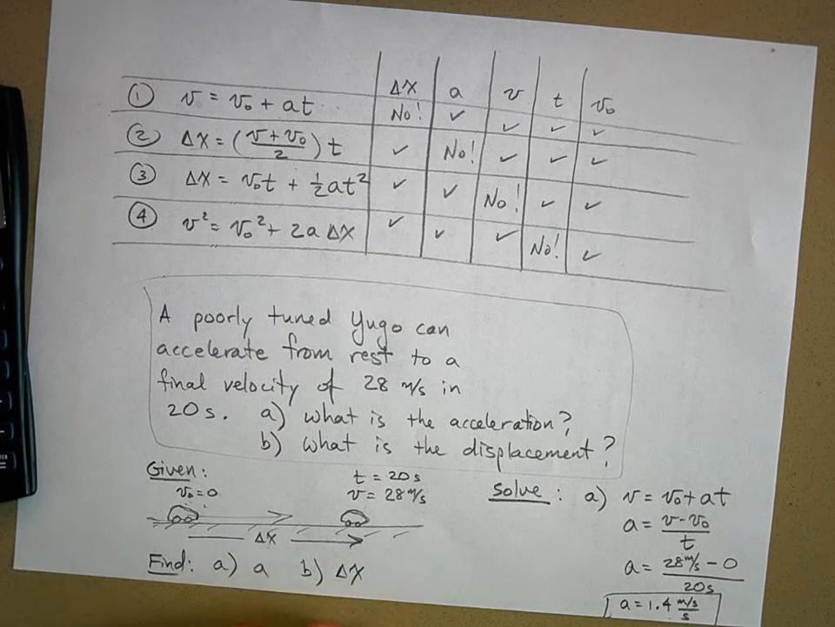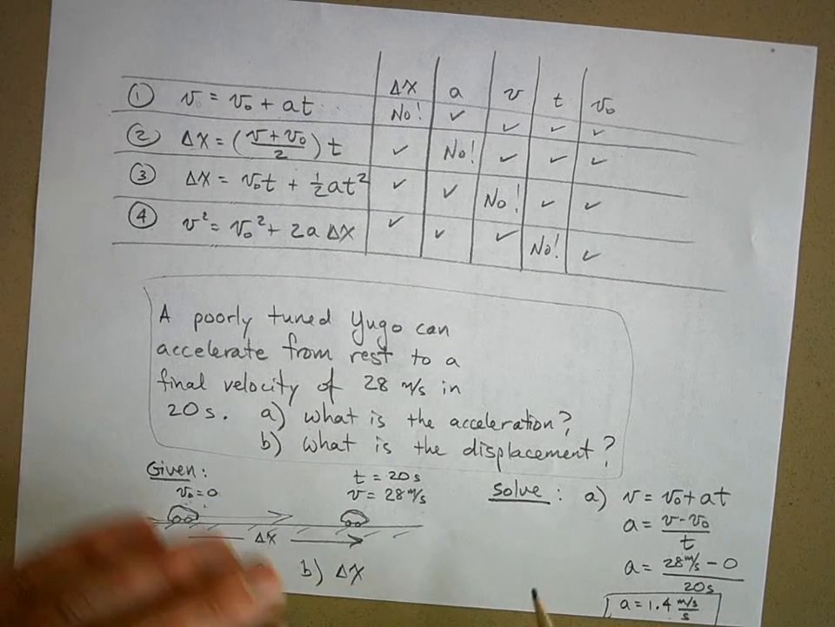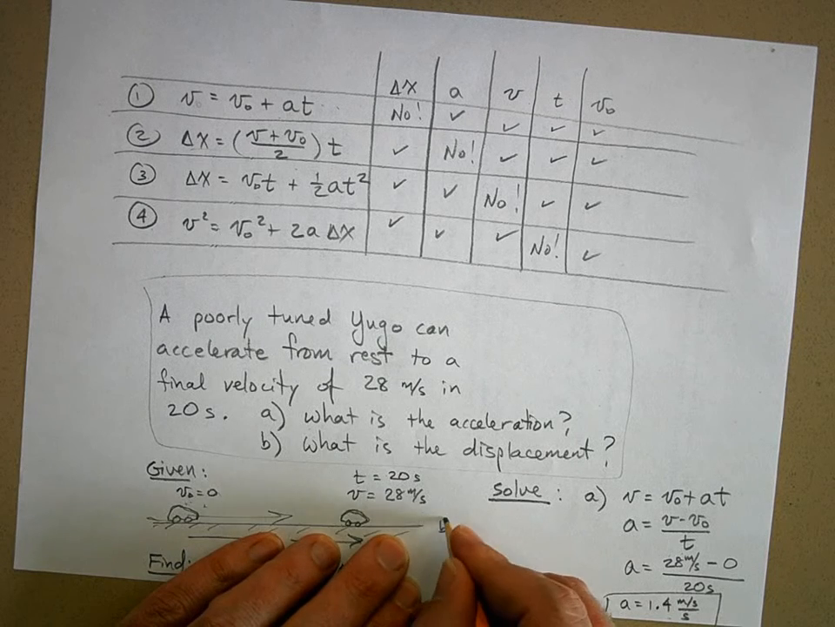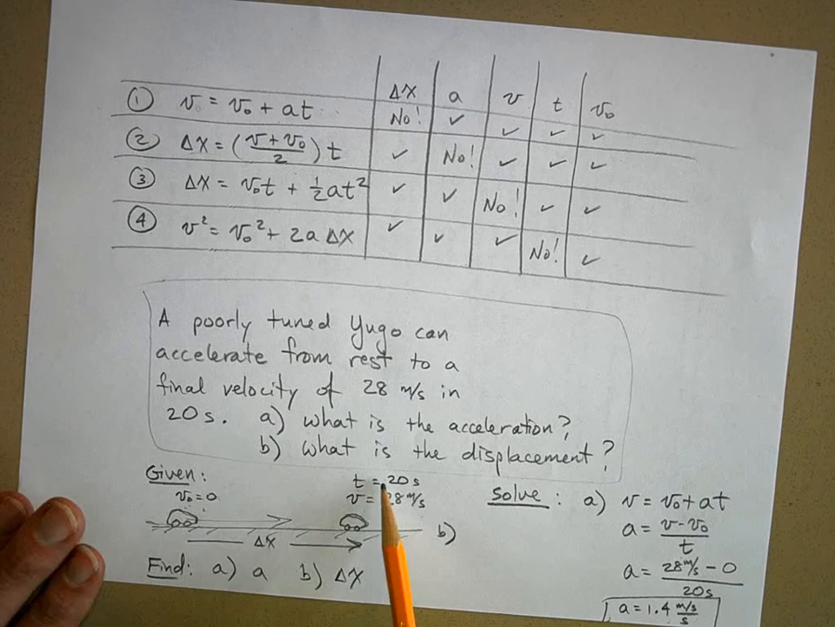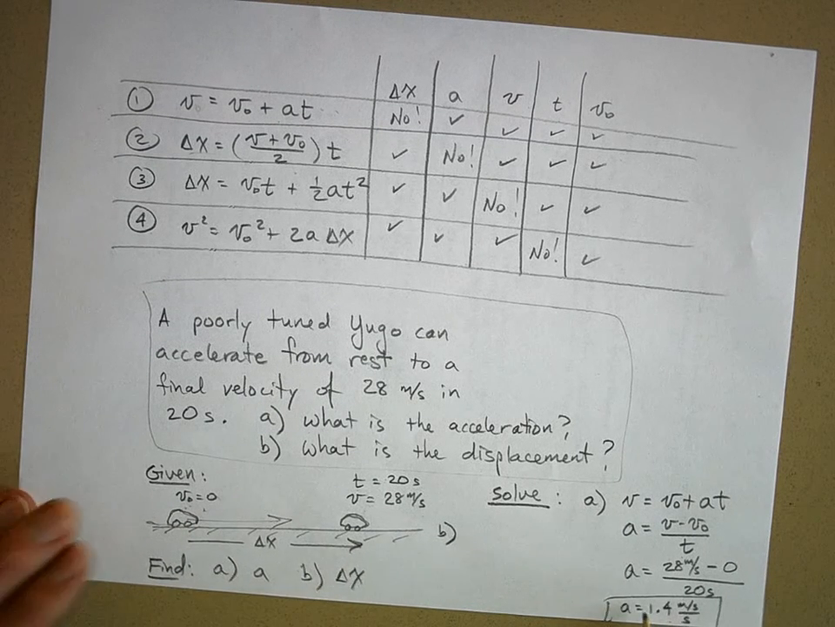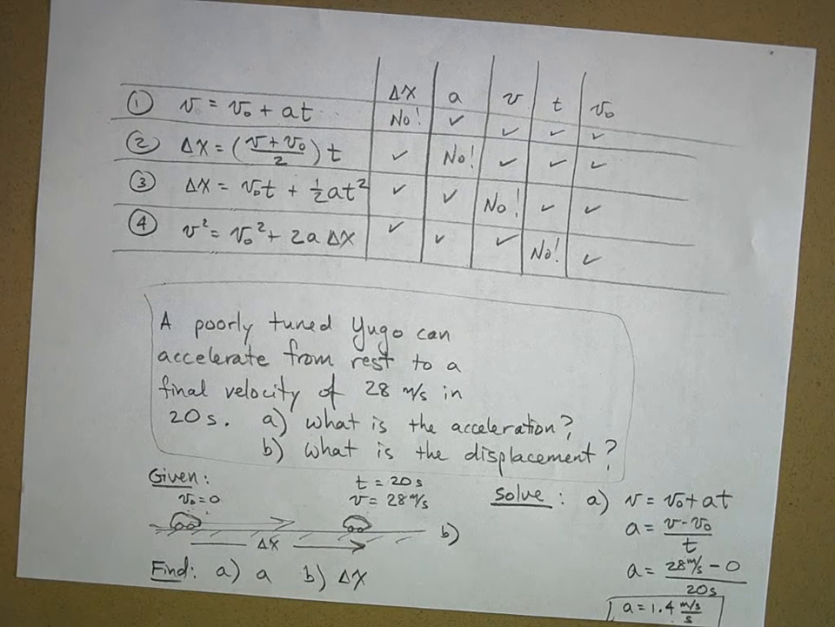Now I'm running out of room here. I'll just squeeze it in here. What is part B? Well, you want to find delta x. Now look, you know everything. You know v naught, you know t, you know the final velocity, and now you know the acceleration, right? But wouldn't it be nice to not have to use the acceleration to calculate delta x? Because what if you made a mistake? Here, you're going to carry that mistake into the second part of the problem.